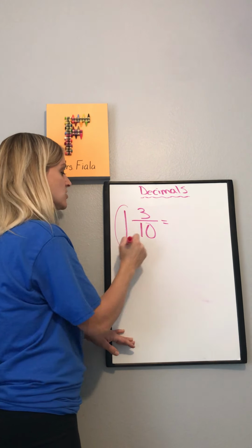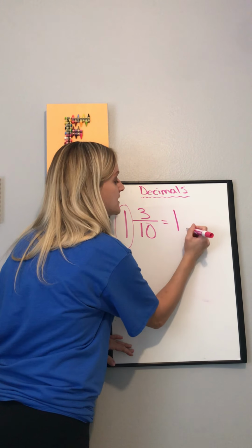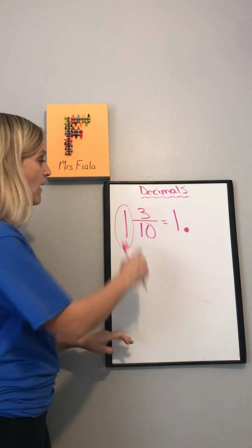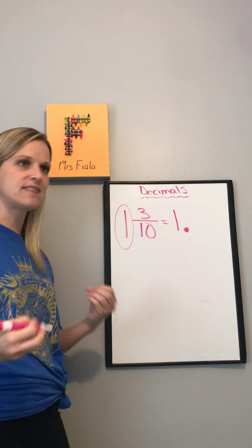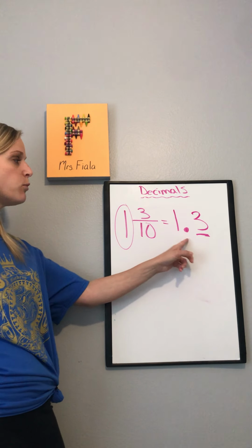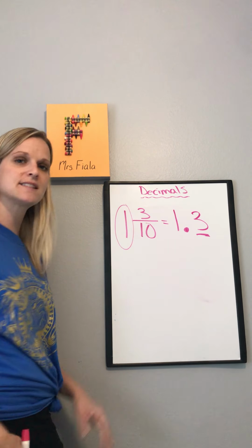Remember, this is your whole number. The whole number is the number right before the decimal point. So I'm going to write 1 point. Now I have a 3 in the tenths place, so I'm going to put that 3 in the tenths place. So it's 1.3. Or we say it as 1 and 3 tenths.